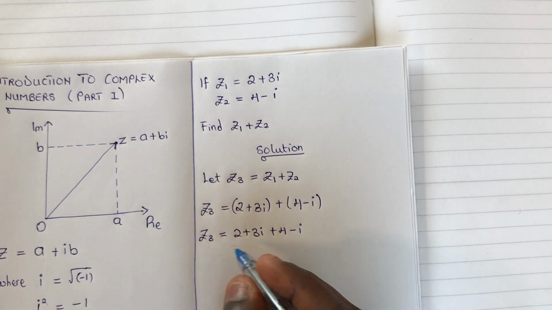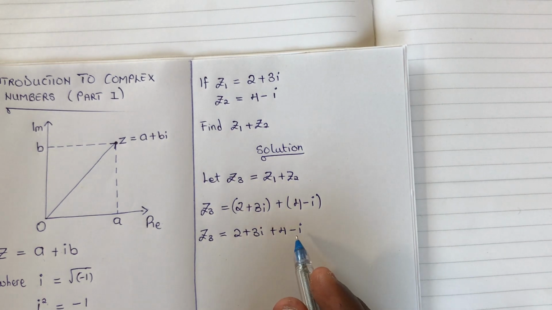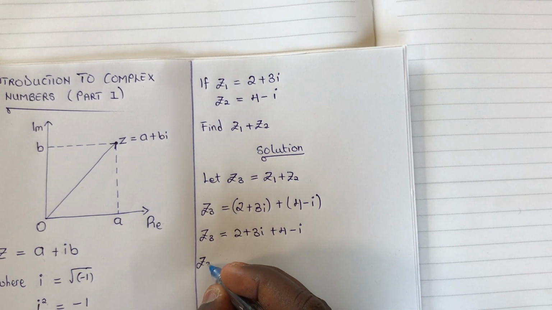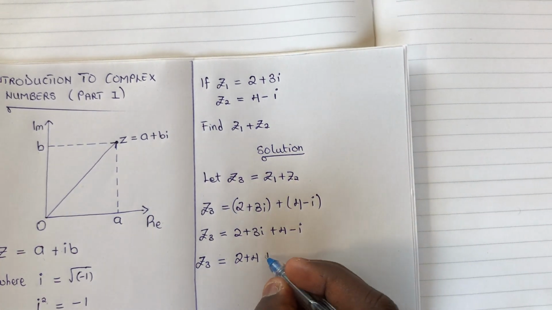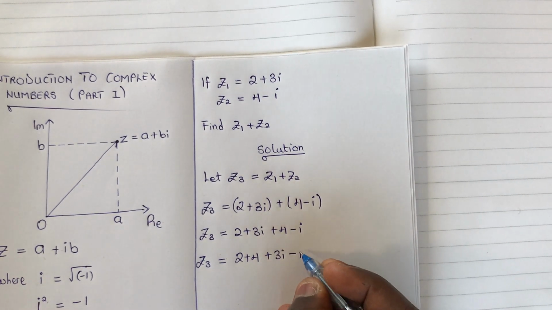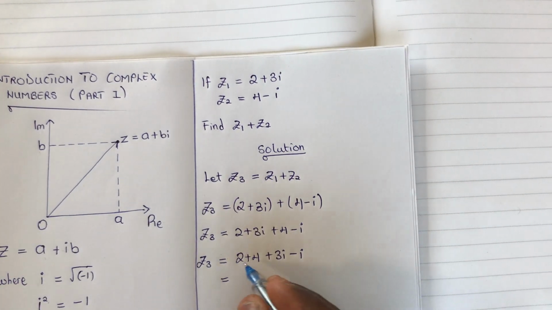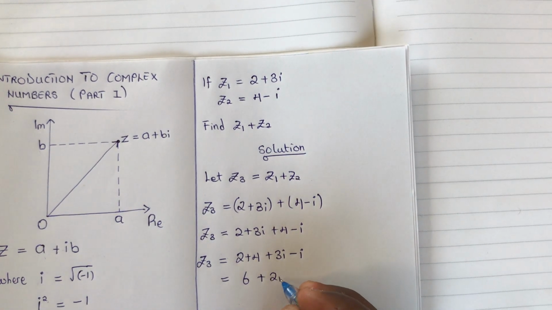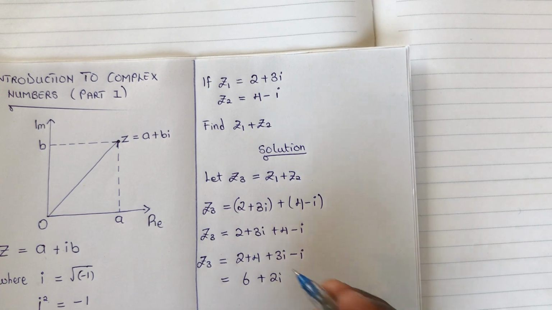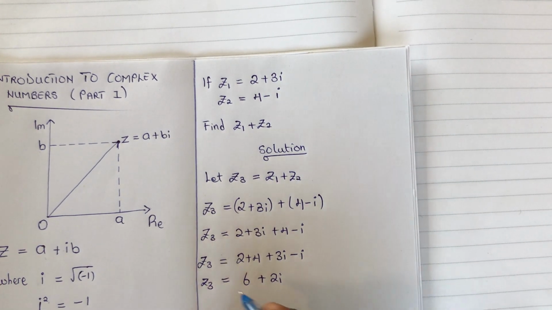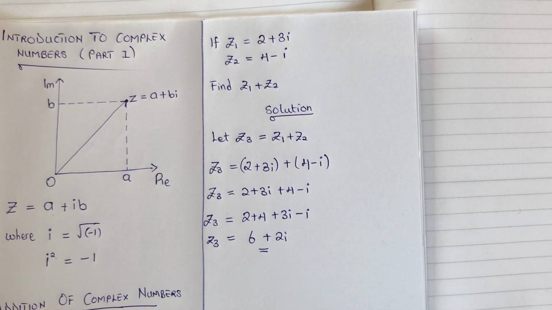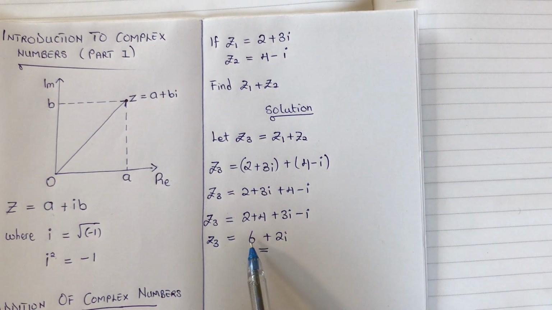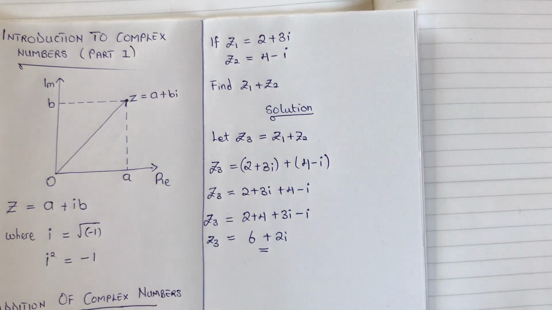So we group all terms for real and then all terms for the imaginary. So we have z3 giving us 2 plus 4 plus 3i minus i. So this is giving us 6 plus 2i. If we subtract 1i from 3i, we have 2i. So this is z3, the solution to the question given to us. This is what we call addition of complex numbers. Now you cannot add the real part to the imaginary part. So this will be your final answer.